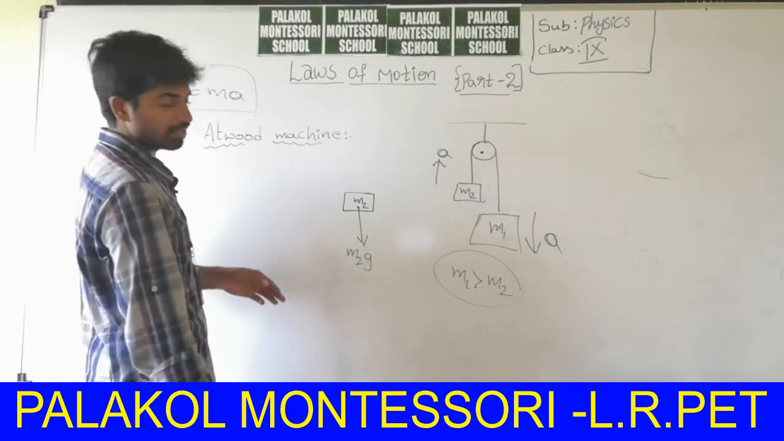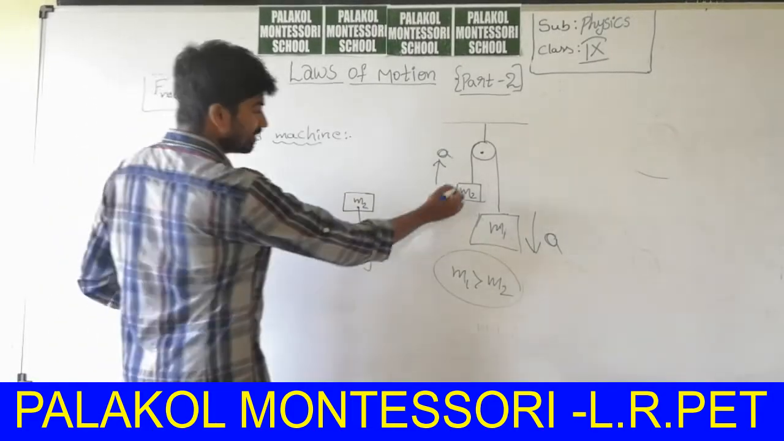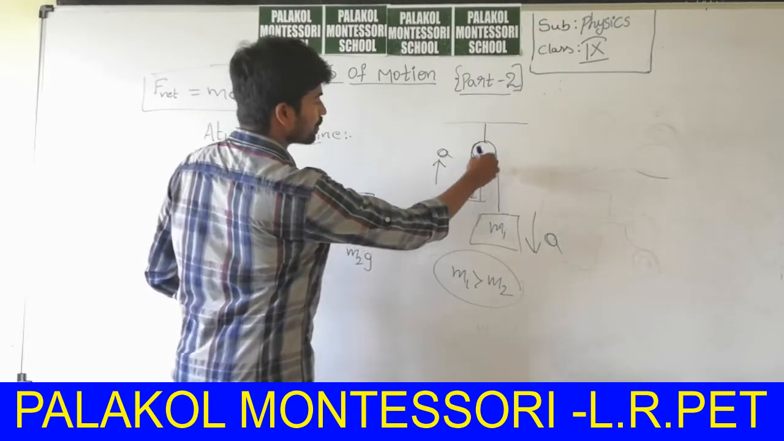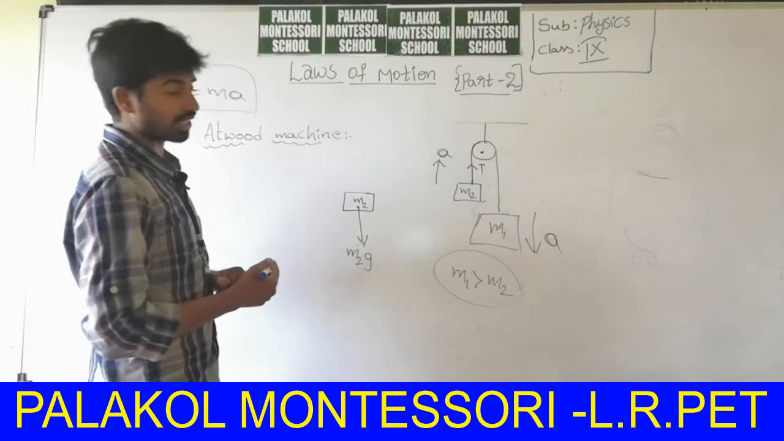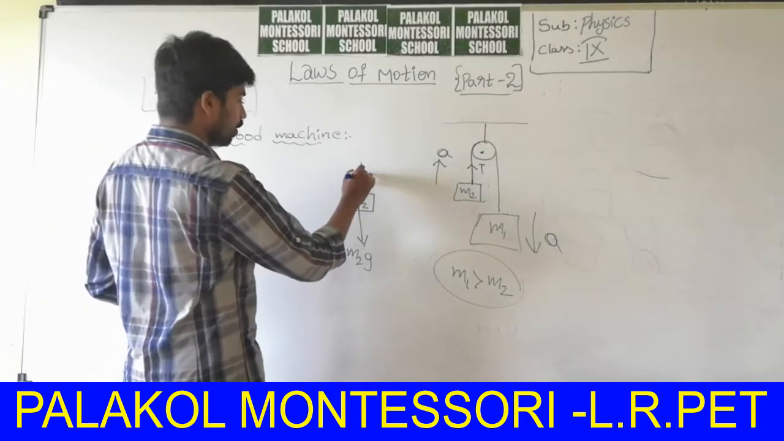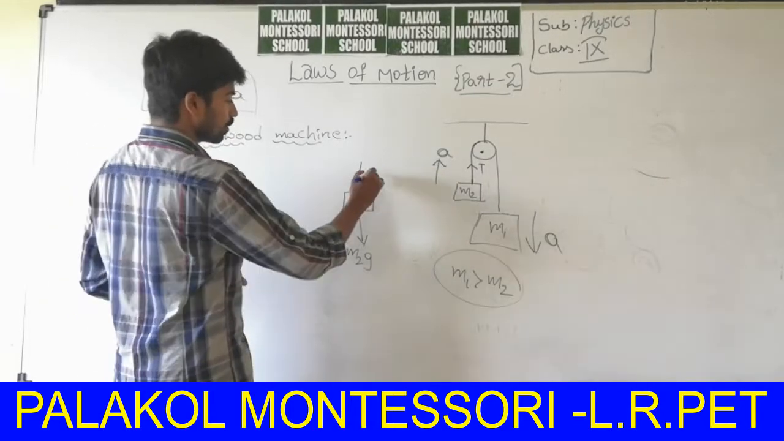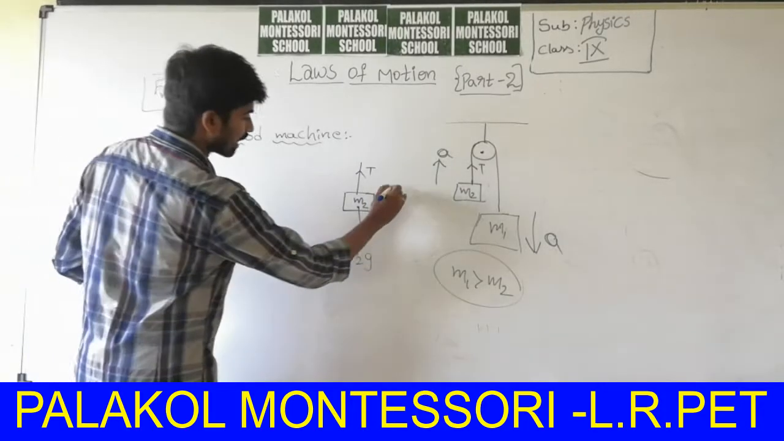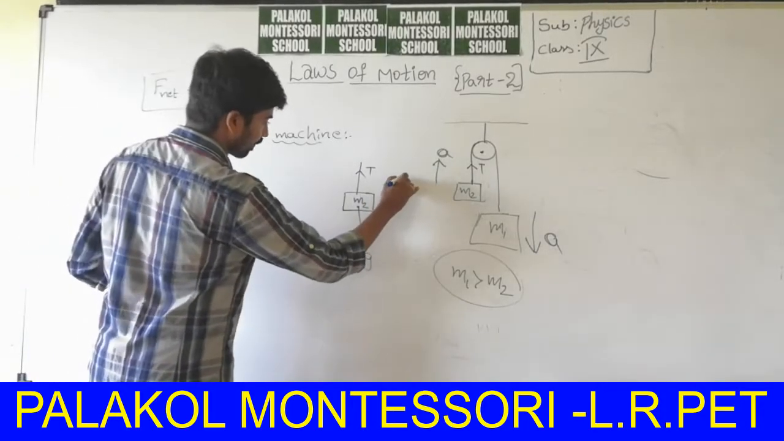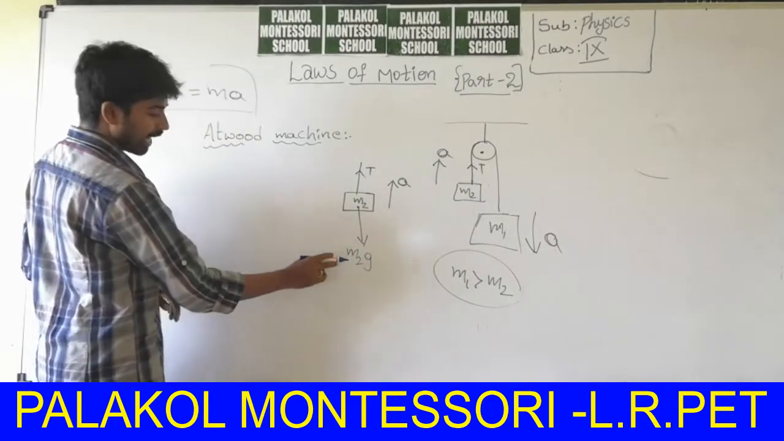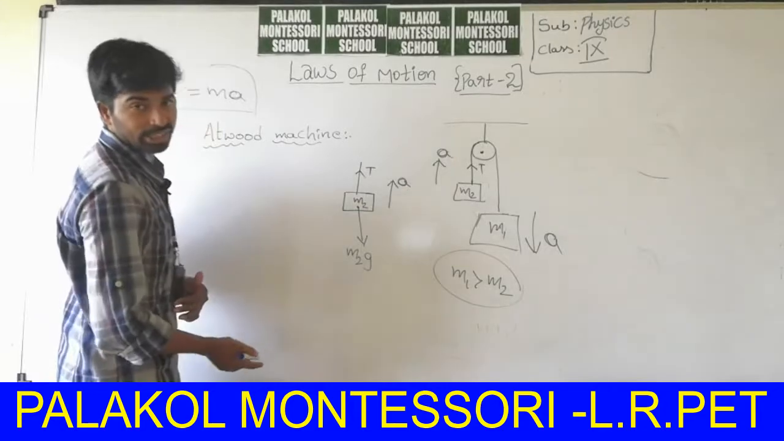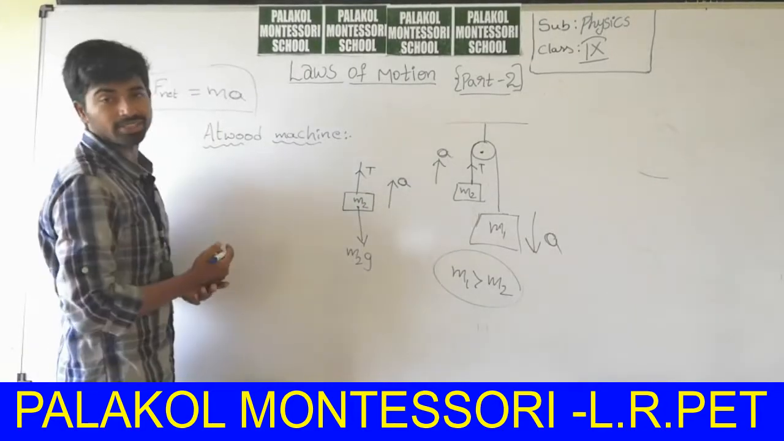Since it is connected through a string, a tension force T acts along the string. That force is called tension T, and the object is accelerating in this direction. So, what are the forces? m2g and T. The downward direction will be taken as negative and the upward direction is taken as positive.